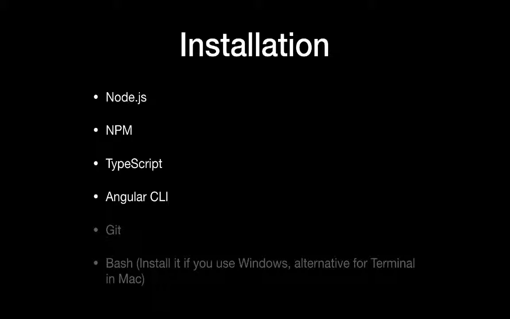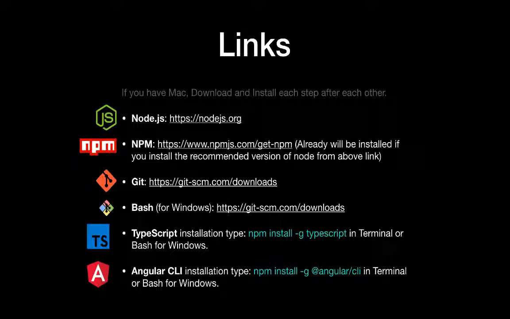Then Angular CLI is very important, because setting up Angular code is not easy. They developed this command line interface so you can create components and do many things that wouldn't be easy doing manually or changing the code. We will discuss how to install that too. Then Git versioning, and if you're using Windows, you should install Bash as well. Those are some links that might be useful for you if you want to install them.